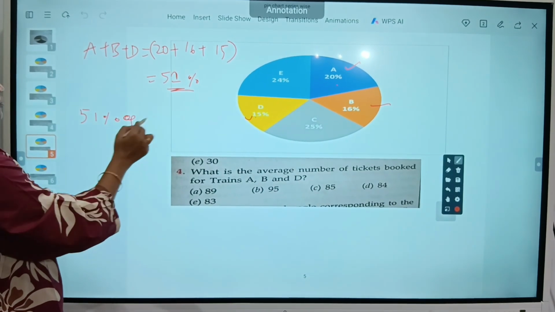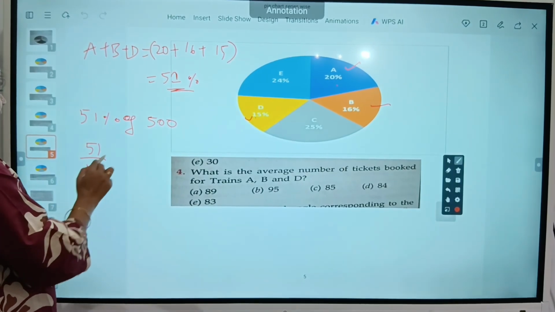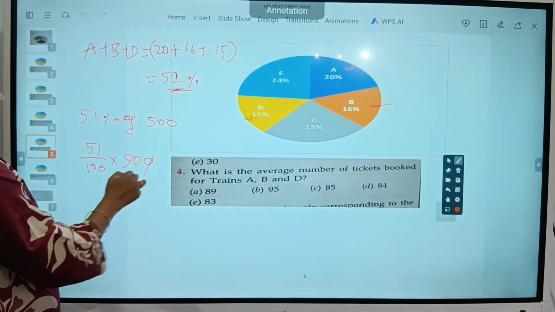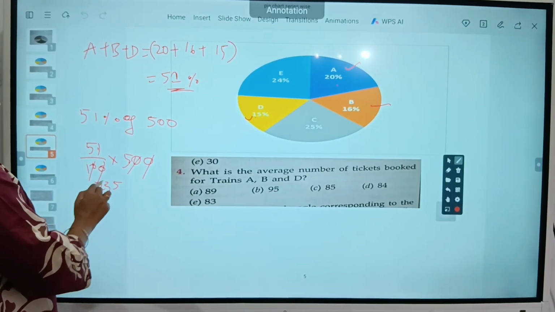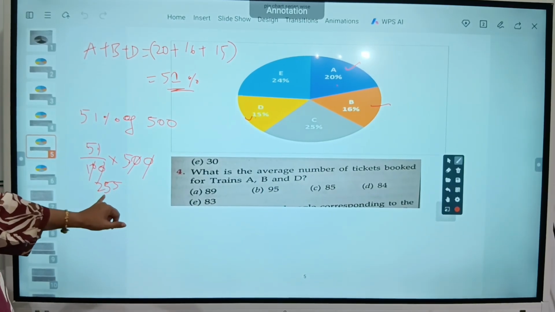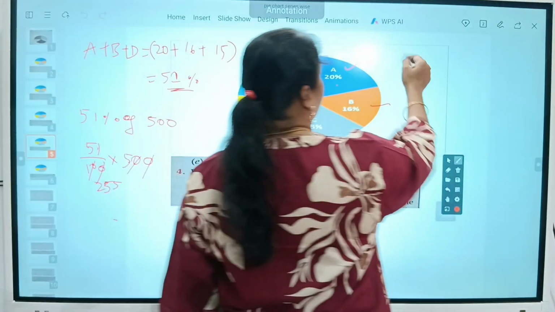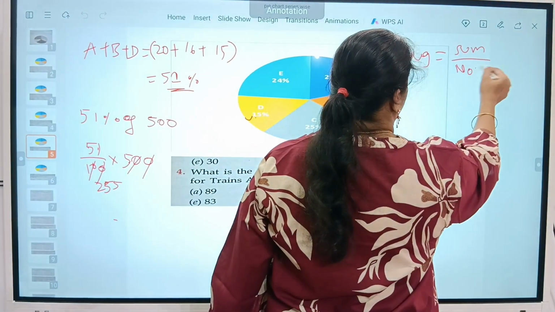Now we have to find out 51% of total tickets booked. 51% of total tickets booked, how much? 500. 51 by 100 into 500, that is 255. Now this is the sum of all values of tickets. Now what we have to find out? Average. Average is equal to sum by number of values.